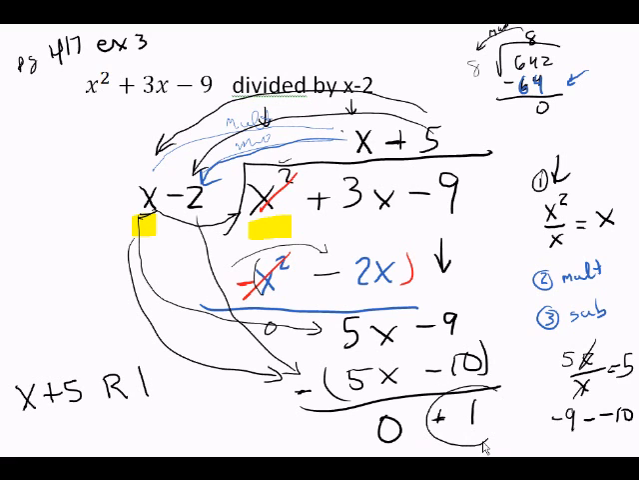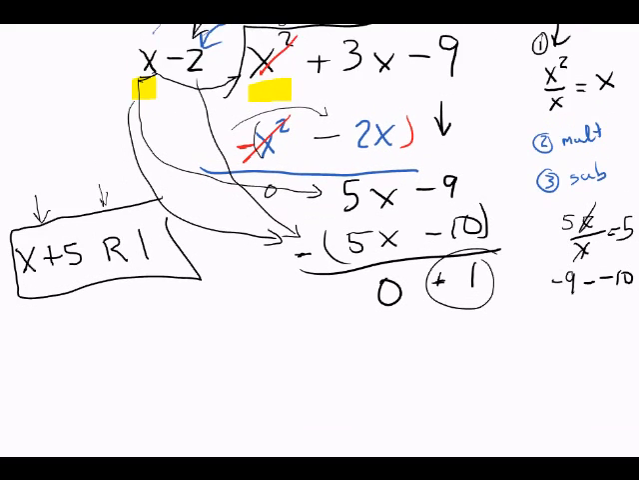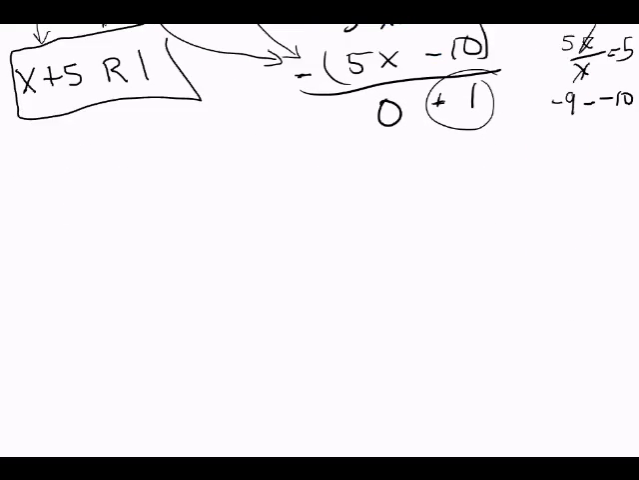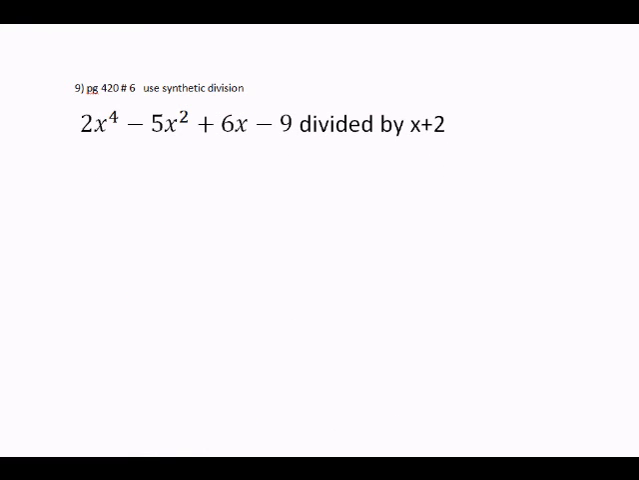So this is our answer. This problem says what's our quotient, which is x plus 5. And then we have a remainder of 1. This was our answer. It says what is our quotient and what is our remainder. X plus 5 with a remainder of 1. Okay? Now, we're going to do this long division 2 more times. The last 2 problems are long division.